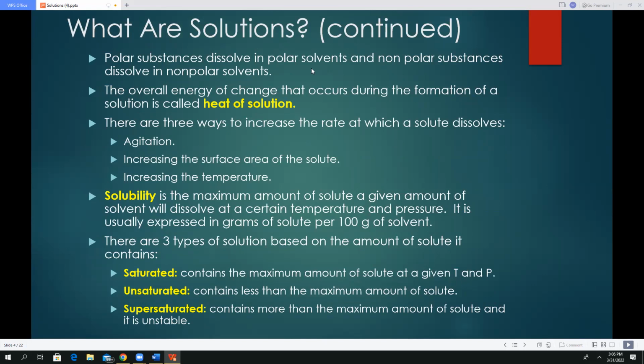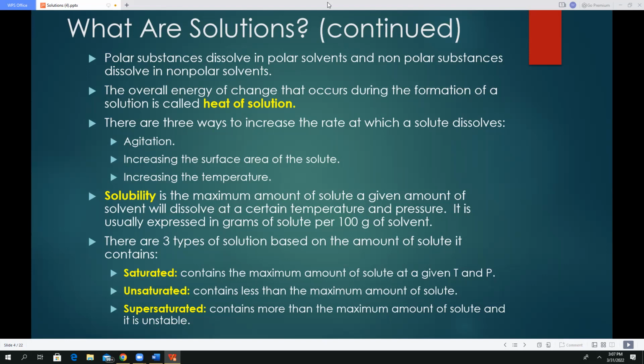There are three ways to increase the rate at which a solute dissolves, or the solvation process. That's agitation. So basically you can stir, you can shake, you can do whatever. You can increase the surface area of the solute by making things smaller. And you can increase the temperature. A lot of the times temperature increase works, but not with everything. So we will look at a graph where you can tell that increasing the temperature actually was detrimental to the solution.